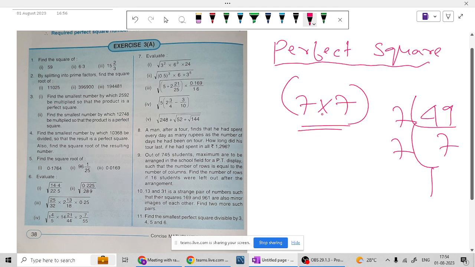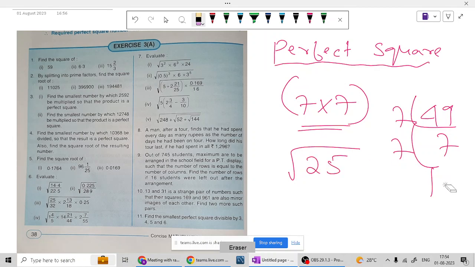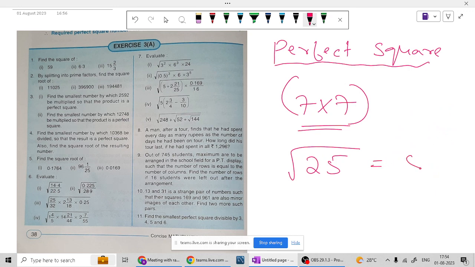Find the smallest number by which 259. Before solving that, first perfect squares. The meaning of perfect square is any value, what's the square root of 25? 5. So any value for which we completely get the answer is known as a perfect square number. So 25 is a perfect square number.